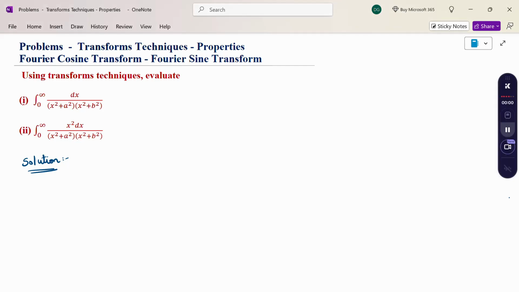Hello everyone, I am Dr. Godandaraman. In this session, we are going to discuss using the transform technique, using properties, Fourier cosine transform, Fourier sine transform problems. Look at this problem.